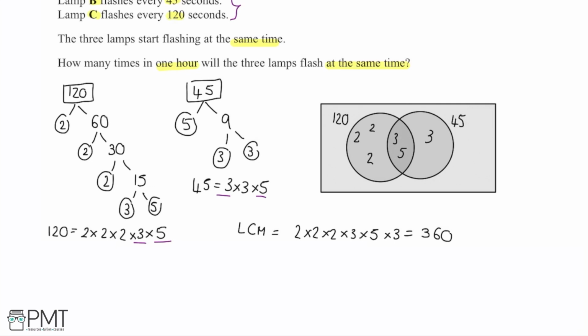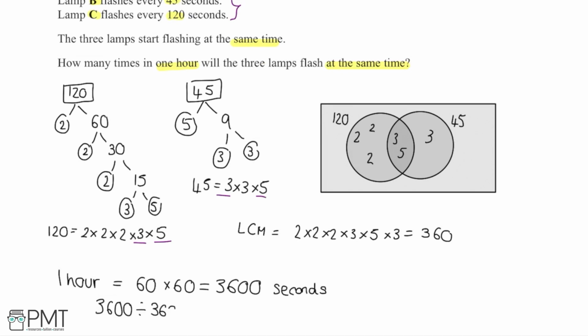Now we're asked how many times in 1 hour they'll flash at the same time. So if we convert 1 hour into seconds, 1 hour is 60 minutes, and in a minute there are 60 seconds, so 60 times 60 is equal to 3,600 seconds. So there's 3,600 seconds in an hour, and if they flash every 360 seconds, we can find the number of times that they're going to flash by using the lowest common multiple and taking 3,600 and dividing it by 360 to find that they flash 10 times.